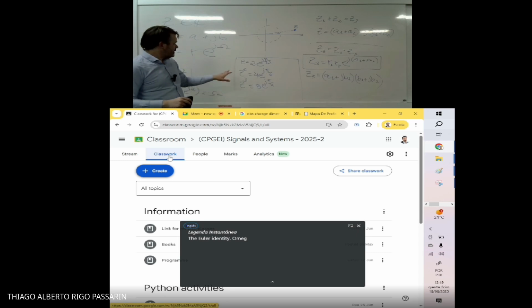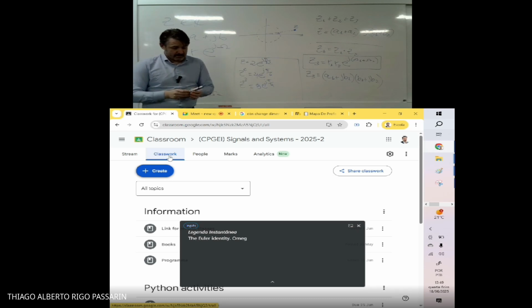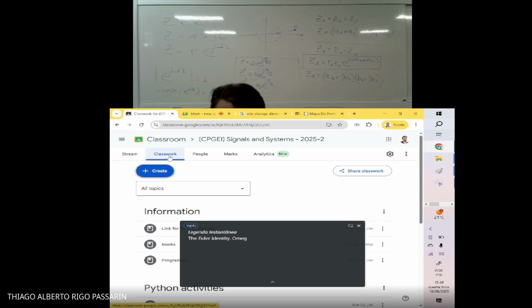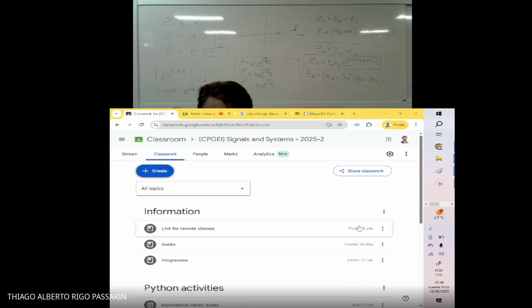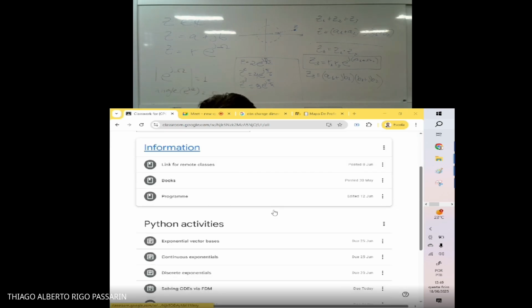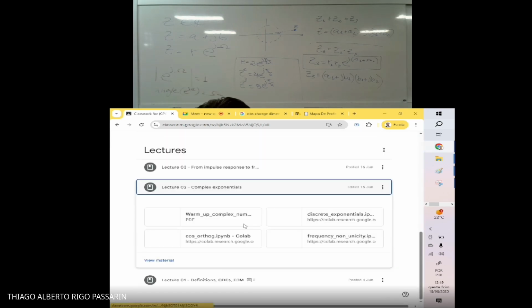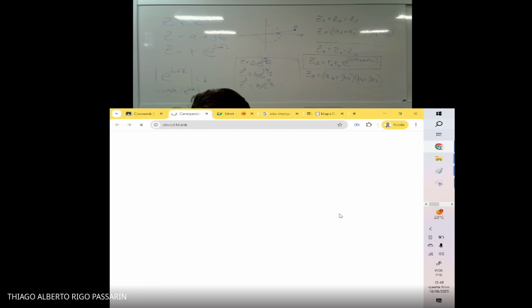At this moment, we're working with integer exponents. And we're doing that now because we're starting with discrete signals, discrete exponentials. So we'll define them only for integer instants of time. So I will open now a Google Colab, discrete exponentials.